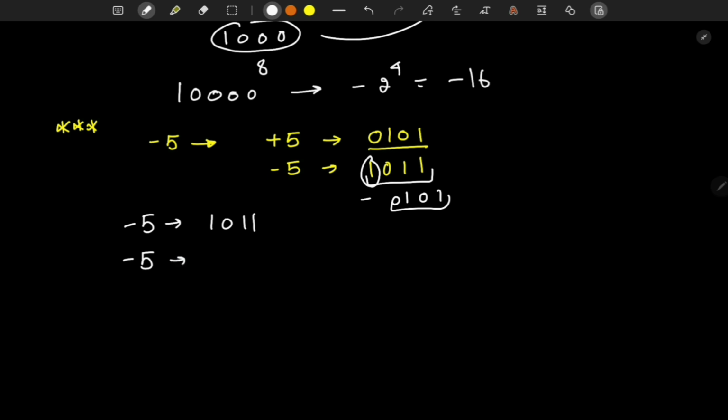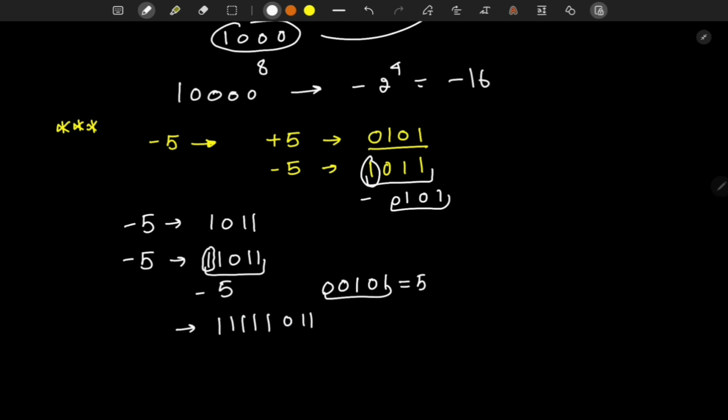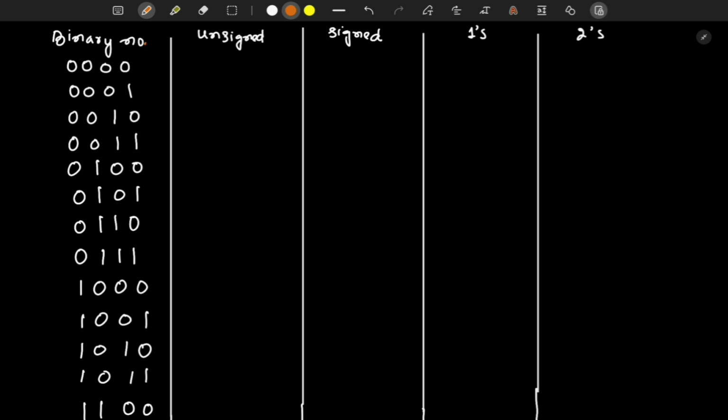Now if we extend it and have one extra 1 in front of this most significant bit, you can see the result remains the same. The most significant bit is 1, so the number is negative. And if we take the 2's complement of this, it becomes 1, 0, 1, 0, 0, which is equal to 5. So the result is again minus 5. Similarly, we can extend any number of 1's in front of the most significant bit, and it will still be minus 5.